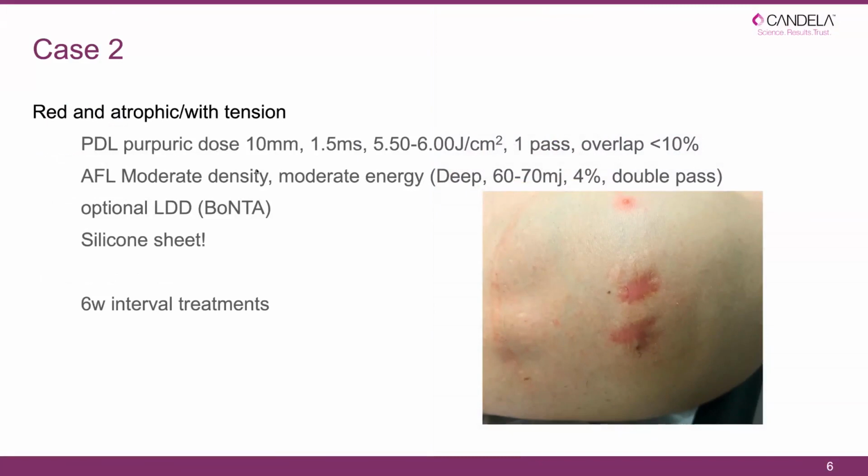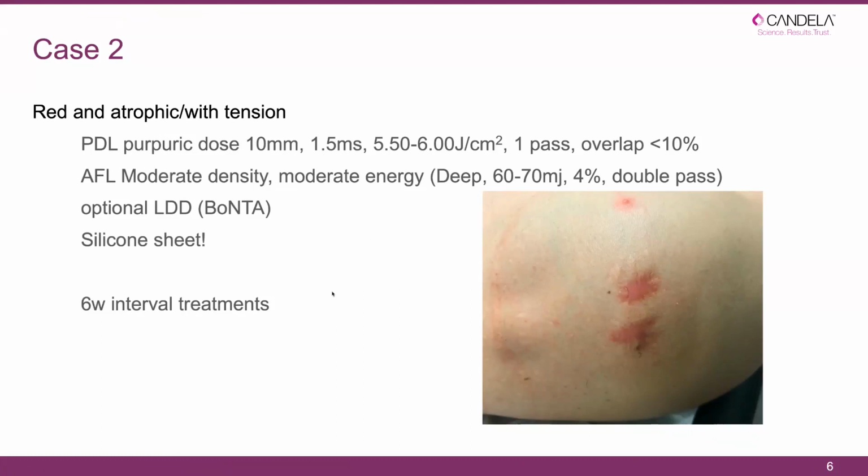So if we focus on this scar's properties, it's not easy to diagnose in terms of texture because we have some kind of hypertrophy on the upper scar and the bottom one is clearly atrophic. So we should start here to minimize the vascular activity on the scar using a PDL with a purpuric dosing. And just afterwards, use an ablative fractional laser with moderate density and moderate energy. For instance, I would use like 70 millijoules with 4% density, double pass to increase this density to 8%, on the upper scar. And on the lower one, as it is more atrophic than the upper one, I would use 60 millijoules with a double pass too.